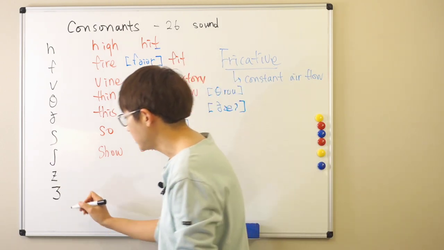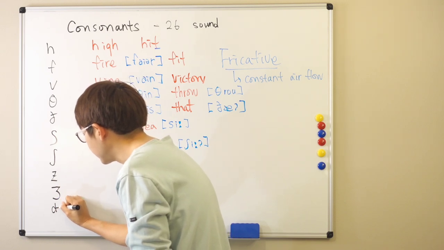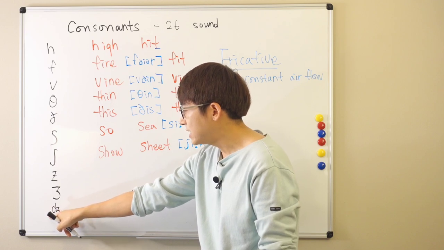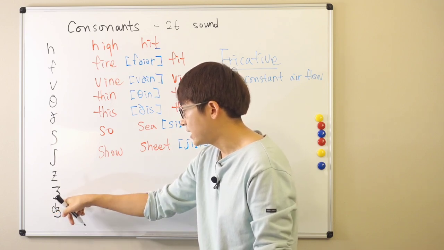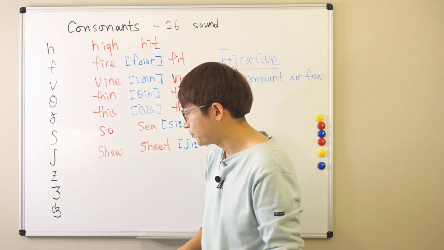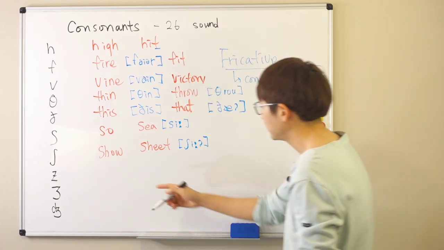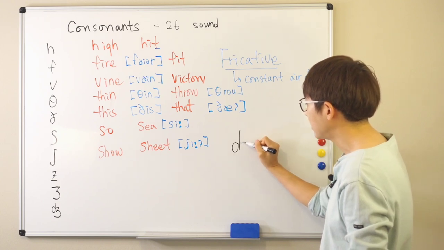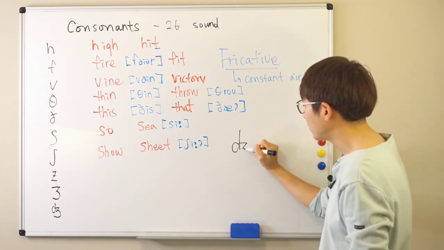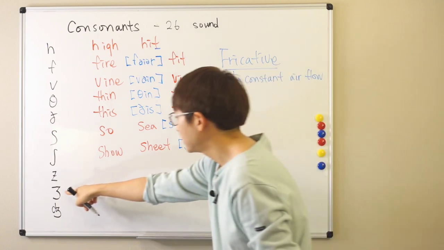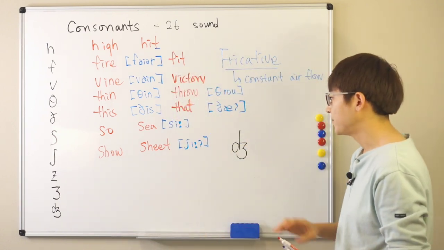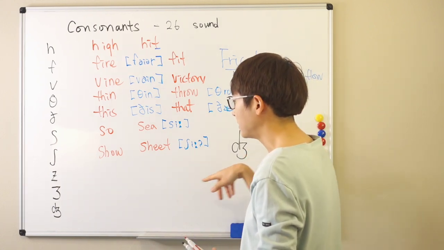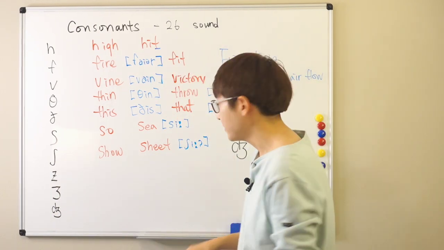And lastly, we have this one. So basically, we are writing D in the beginning and adding this one, but to the lower end. If I repeat that, I write D, and about here, we write this symbol. And the reason is that this sound is a combination of D and this sound, okay?